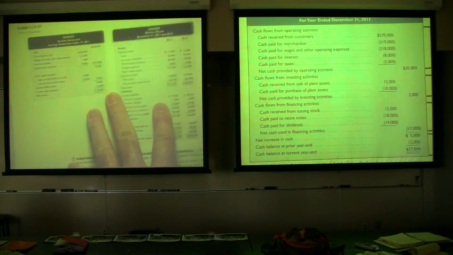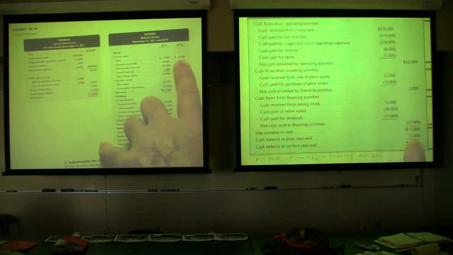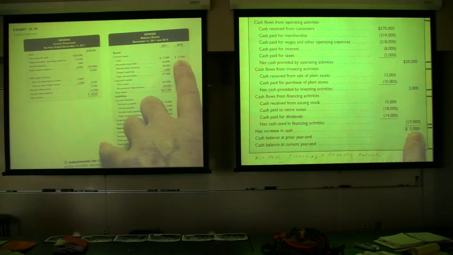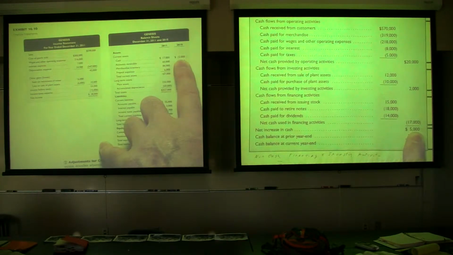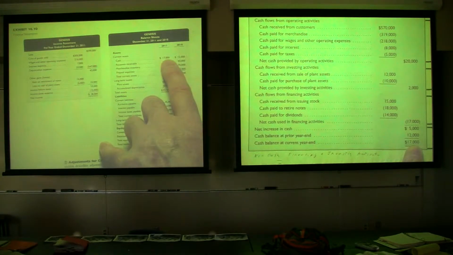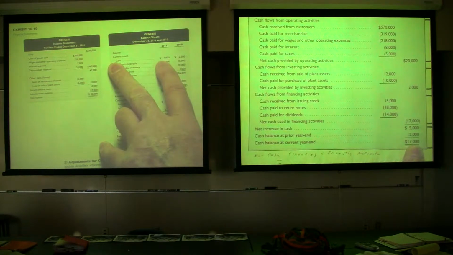So in 2010, our cash balance was $12,000. Okay, that shows up right here. We have $5,000 of cash in over the course of the accounting period, so the ending balance is $17,000. That shows up right here. Okay, so this explains the changes in the cash account.